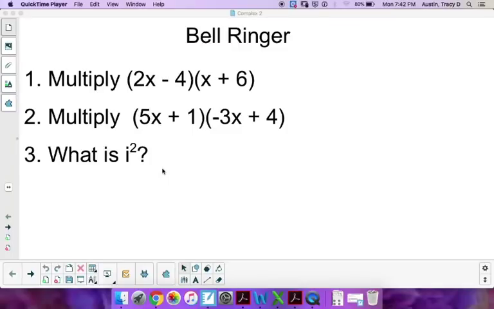Okay, class, so this is our last lesson on complex numbers. And we're going to be multiplying and dividing.